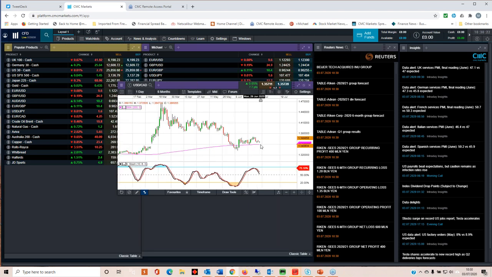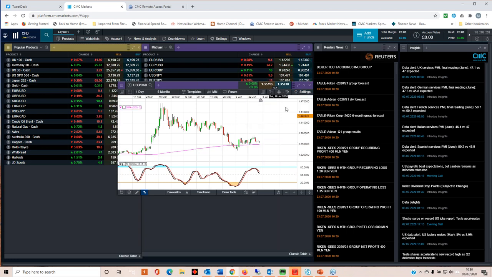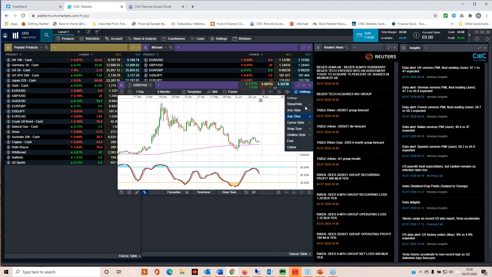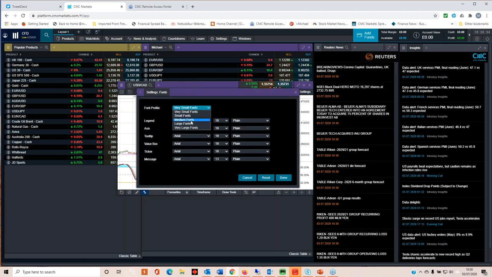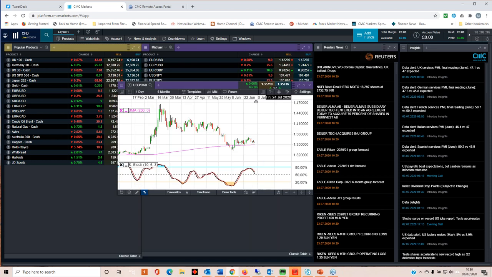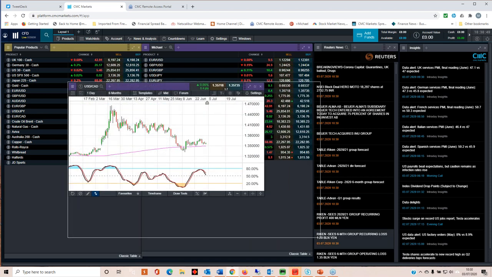But there's fairly decent support coming in this sort of area around about the 200-day moving average. Let's try and improve the size of that scale for you, ladies and gentlemen, because it's probably not the most easy to read font. There we go. Very much in a downtrend though, the Canadian dollar.